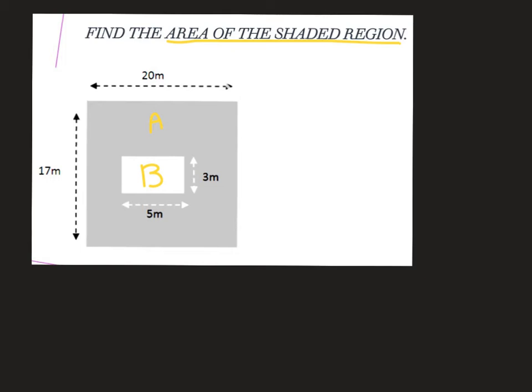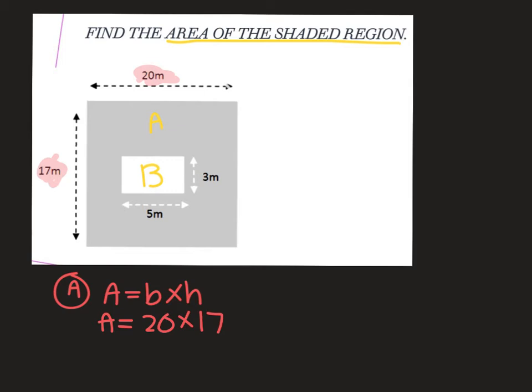So shape A is base times height. Well, my base in shape A is 20, and my height is 17. So area equals 20 times 17. Again, you have a calculator, you can use it, but you should get area equals 340.